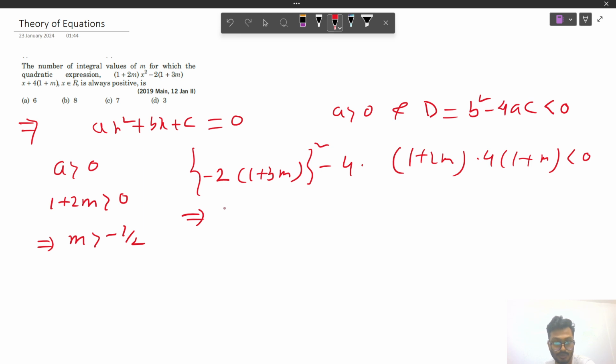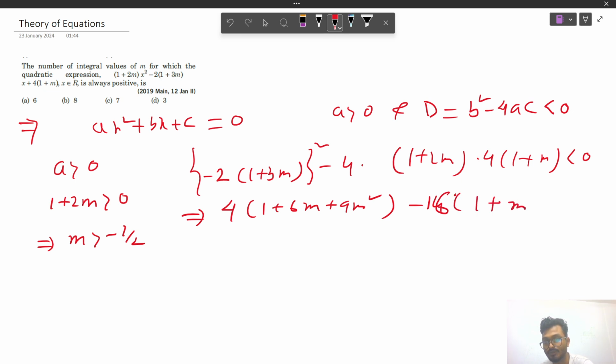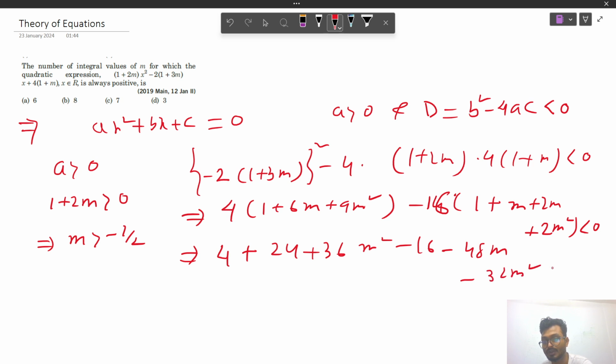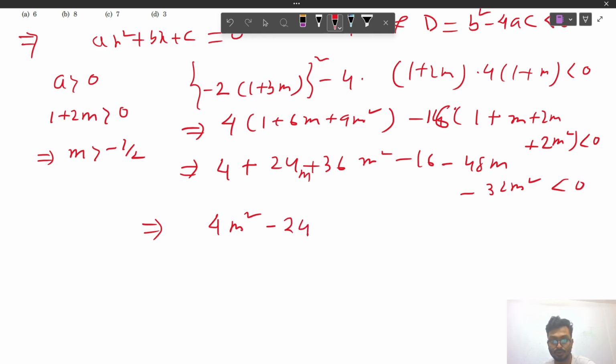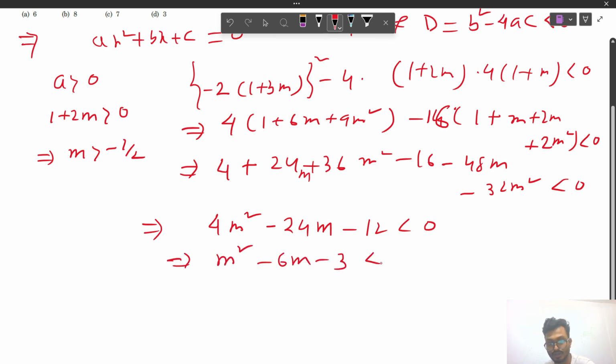So this implies 4 into (1 plus 6m plus 9m square) minus 16 into (1 plus m plus 2m plus 2m square). Right? This is less than 0. So it implies 4 plus 24m plus 36m square minus 16 minus 48m minus 32m square less than 0. That means it will be 4m square minus 24m minus 12 less than 0. So this implies m square minus 6m minus 3 less than 0.